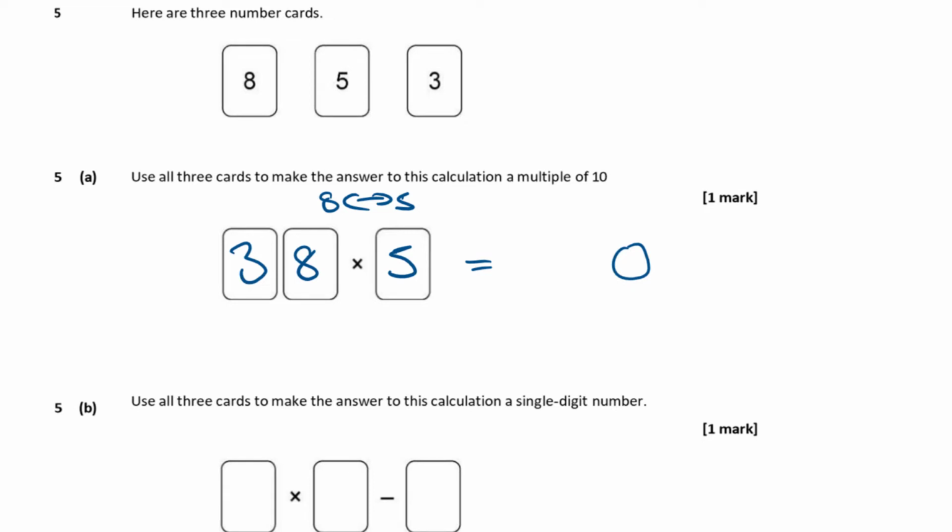38 times 5, that would be 380 divided by 2. That would be 190, wouldn't it? So that would work. And actually, you could have it the other way around as well. You could have the 5 and the 8 this way around. 35 times 8. What's that? 70 times 4, 140, 280. So that one works as well.